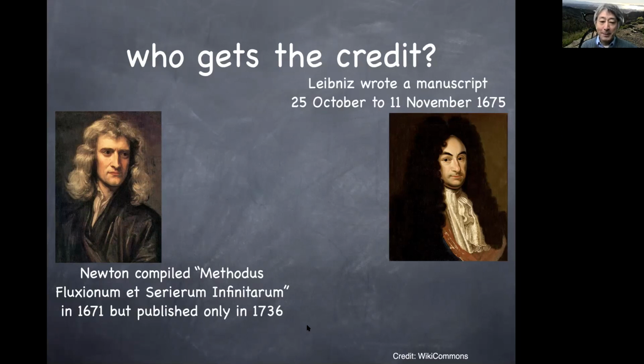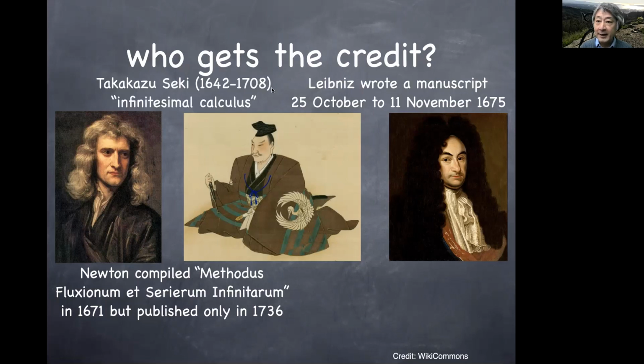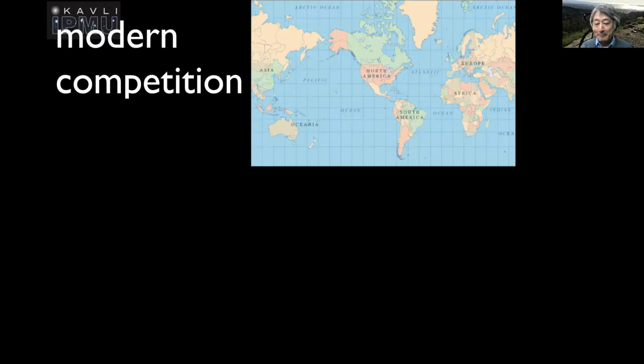You might know this, but it turns out that around the same time, there was also a mathematician in Japan named Takakazu Seki, who lived literally in this era. He invented calculus totally independently from either Newton or Leibniz, because there was basically no communication between the West and East back then. So, who gets the credit? I don't know. I guess all of them should get credit.